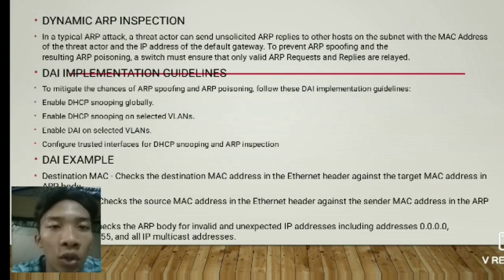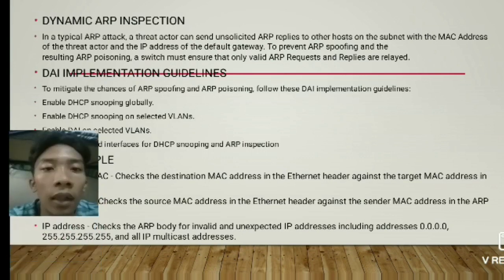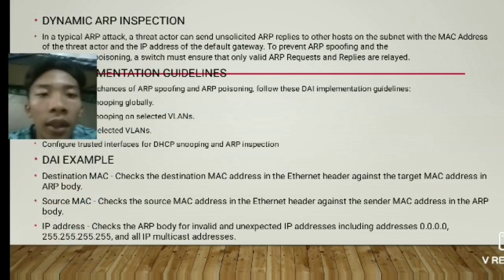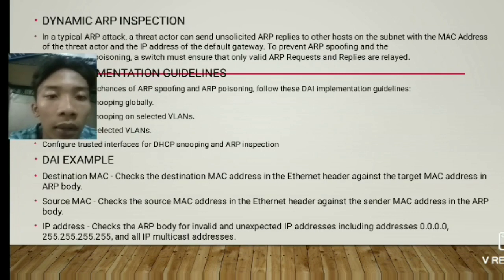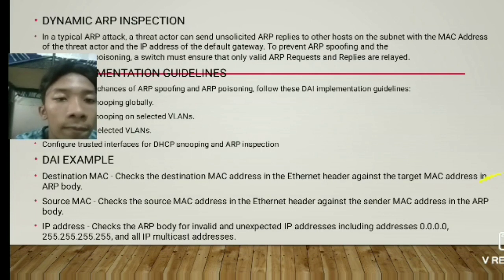Dynamic ARP inspection. DAI implementation guidance. These are the following standards for the DAI implementation guidance. Next is the DAI example. In the DAI example, there is the destination MAC address. Next is the source MAC. Next is the IP address.